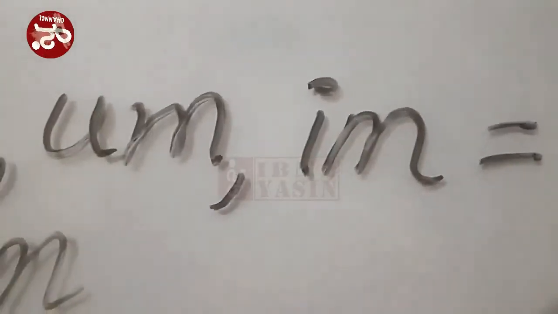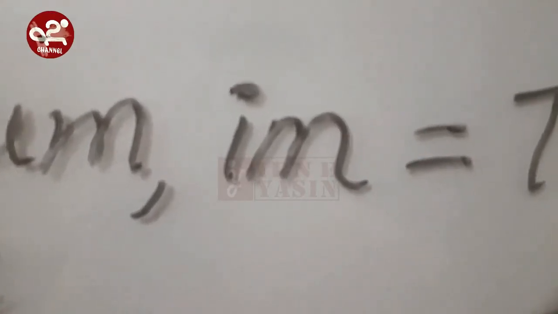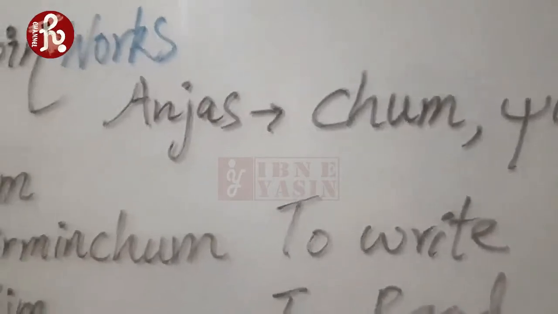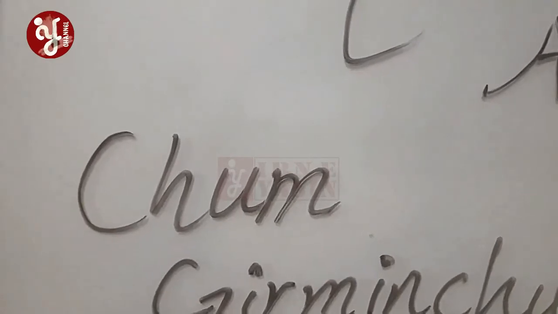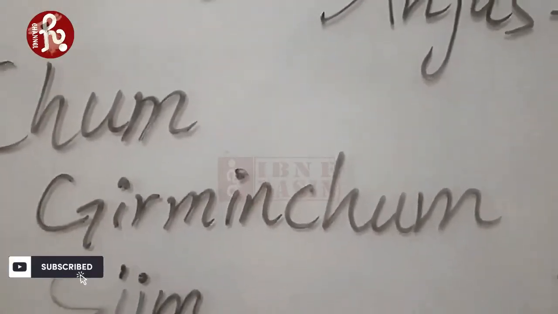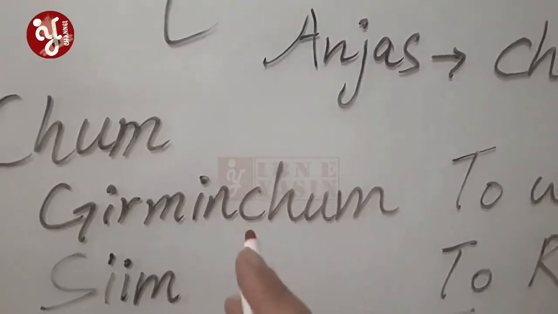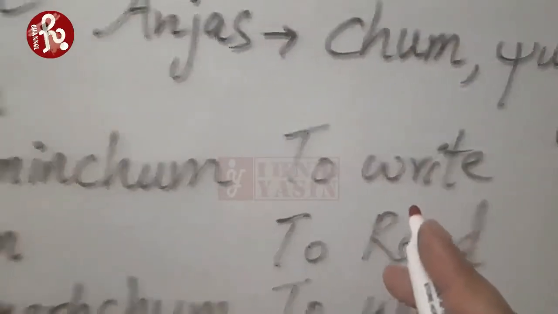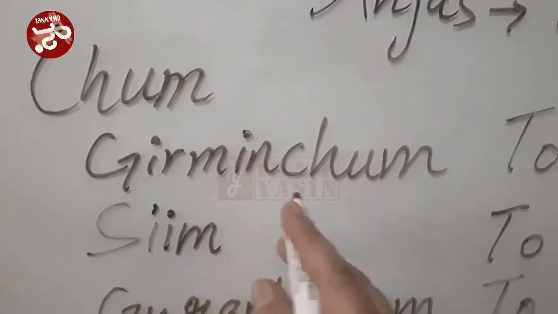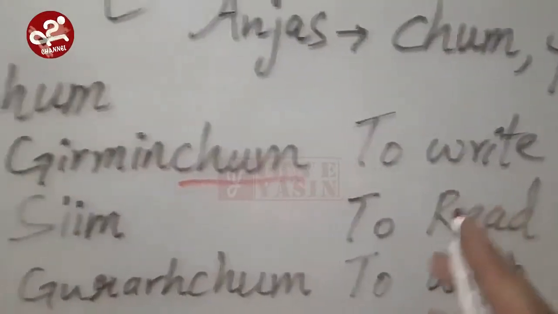Most of the Burushaski of the Yasin verbs have these endings. So we will give examples for these endings and these verbs. With the postfix, the anjas, chum, we will take chum, and there are verbs. So these are the verbs or the works. Girmin chum means to write.